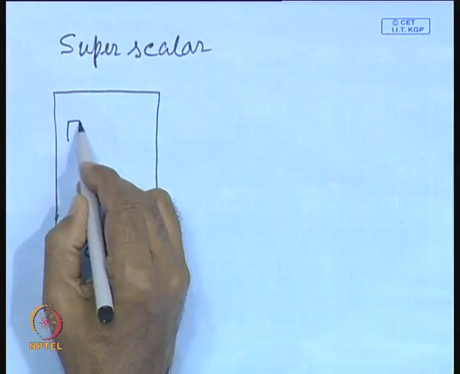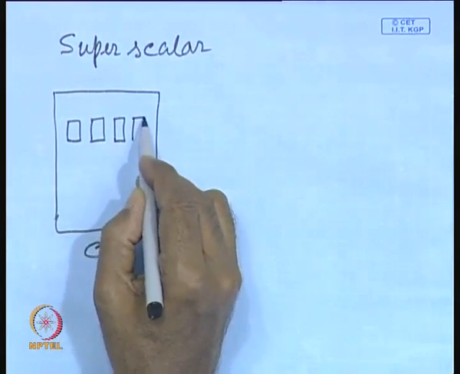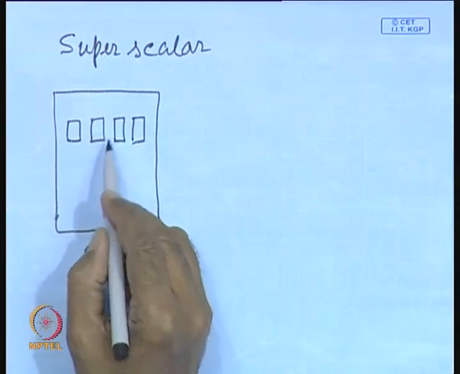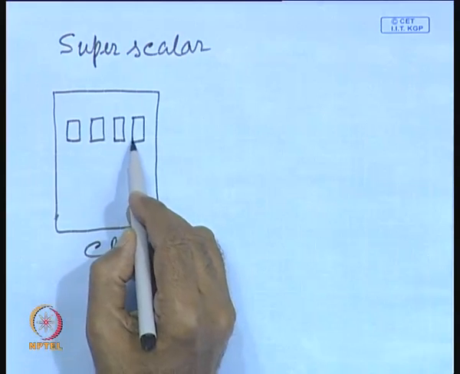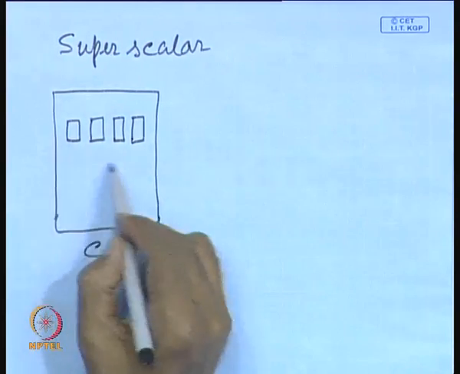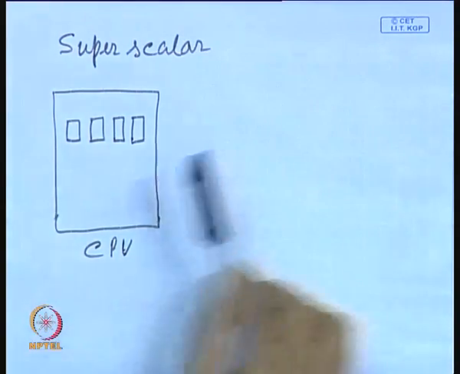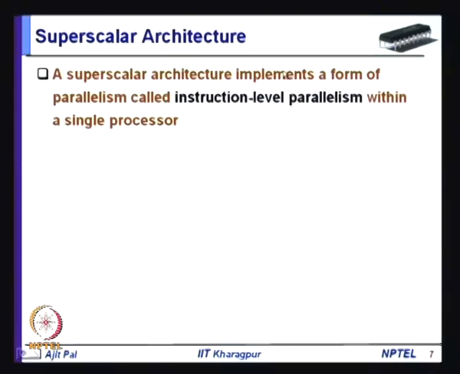Inside the CPU you can have several functional units. One can perform floating point operation, one can perform fixed point operation, one can perform load and branch operation, like that. So, you can have several functional units within a single processor, essentially to increase the throughput of the processor. That is the basic idea behind superscalar architecture. So, a superscalar architecture implements a form of parallelism called instruction level parallelism.